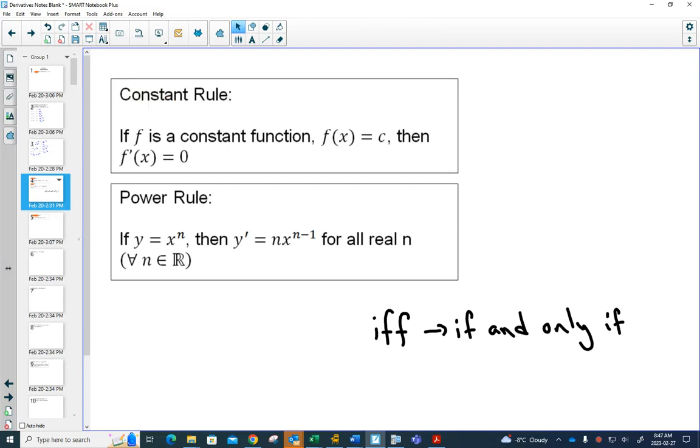And here's the constant rule, which could be part of the power rule, but anytime you have a constant number and you take its derivative, it just becomes 0. That one's really easy.